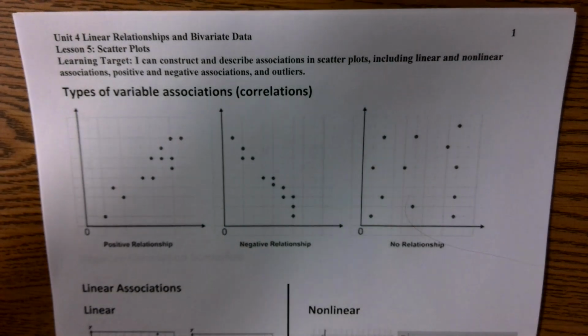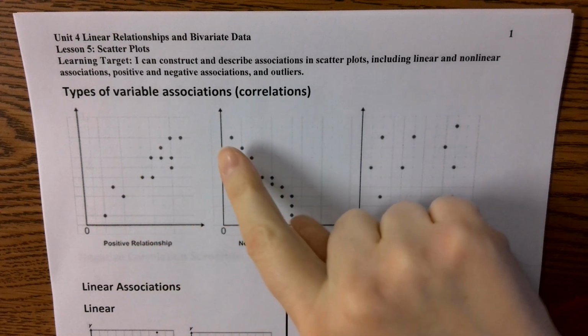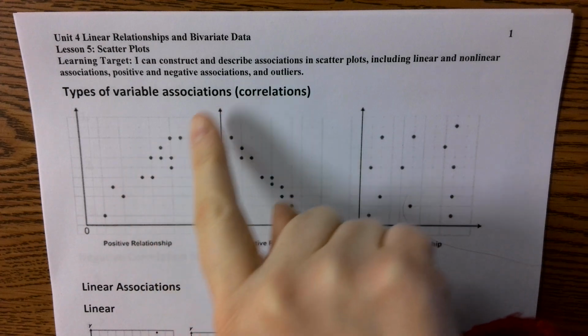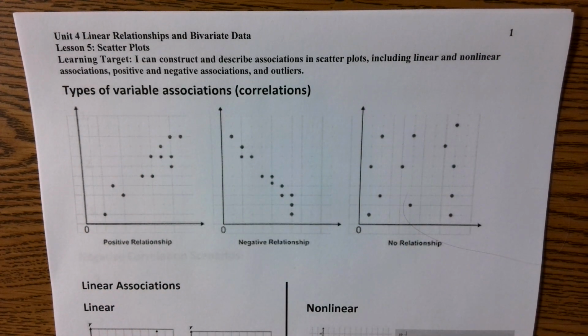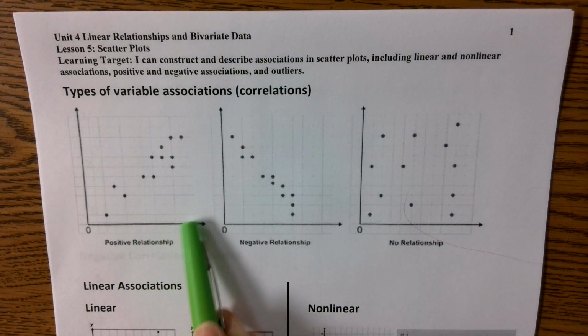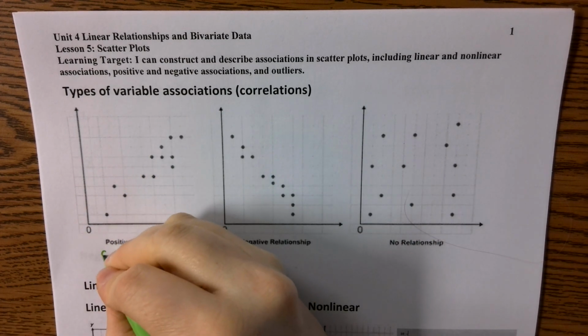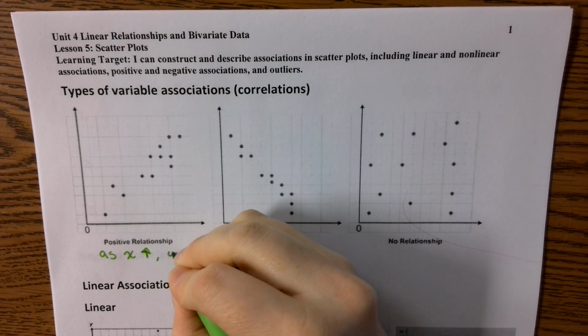When we talk about variable association, what that means is when something happens to X, how does it affect the Y? So it's very similar to the idea of slope. If you were to draw this as a straight line, what kind of slope would that be? Positive. So it's the same thing when we're talking about a variable association. As your X values are increasing, naturally your Y value is going to go up as well. So let's write that down. As X increases, so does the Y.